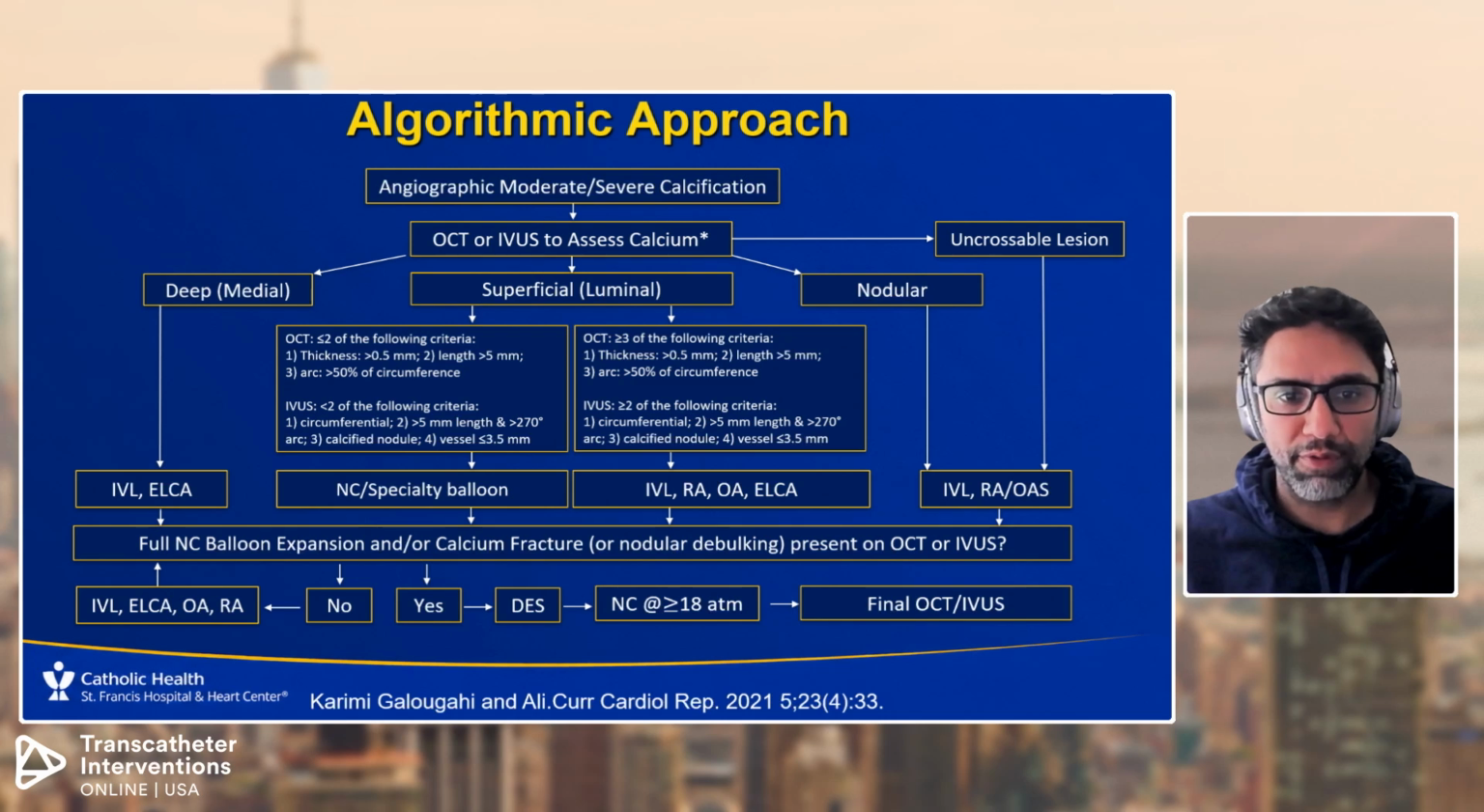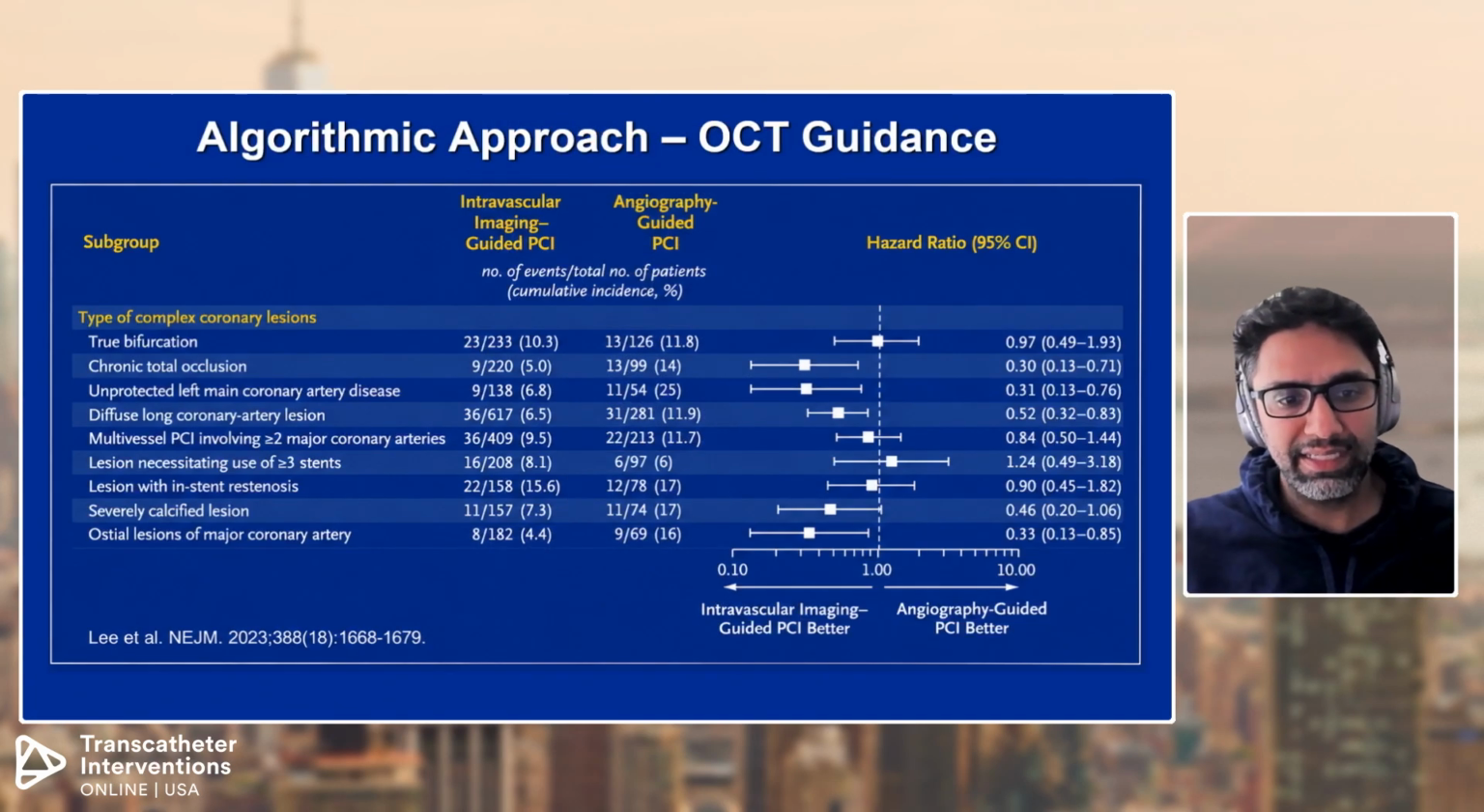It is important to follow an algorithmic approach. And so let's see about why that is. Here's the first large-scale randomized controlled trial to show a benefit for intravascular imaging guidance versus angiography. And what you'll notice is when you apply an algorithmic approach in this subgroup analysis of the Renovate PCI study, they have a very strong trend towards an improvement in severely calcified lesions.